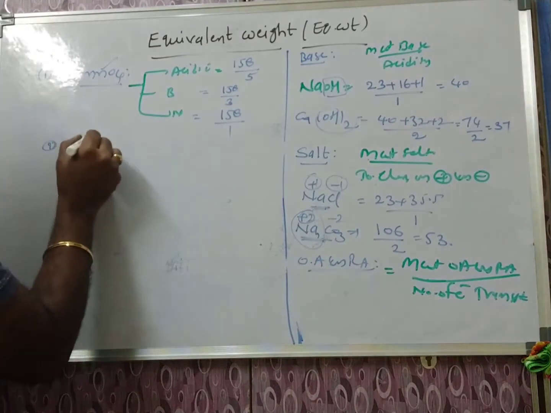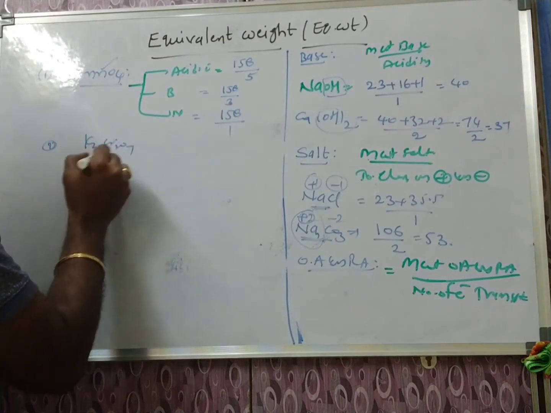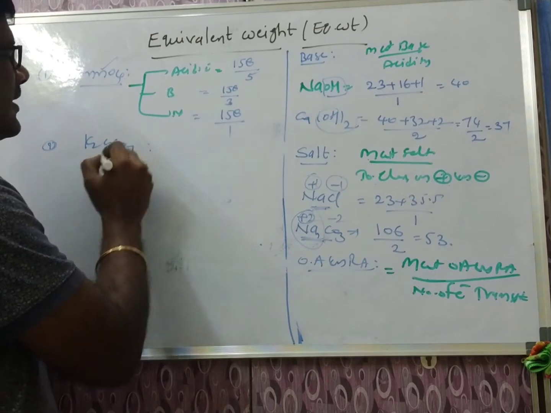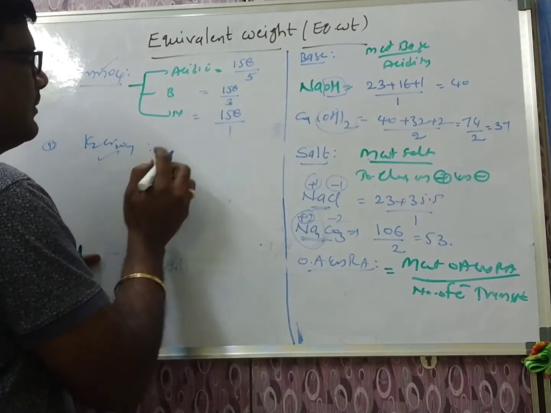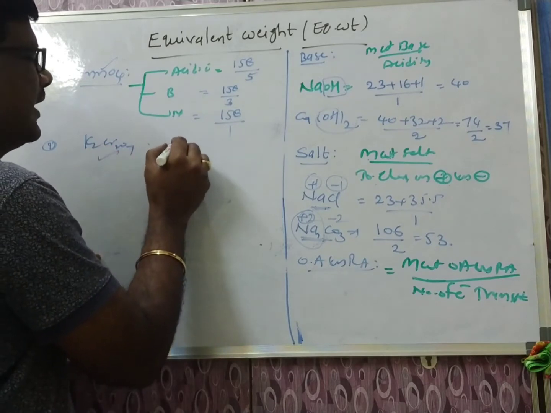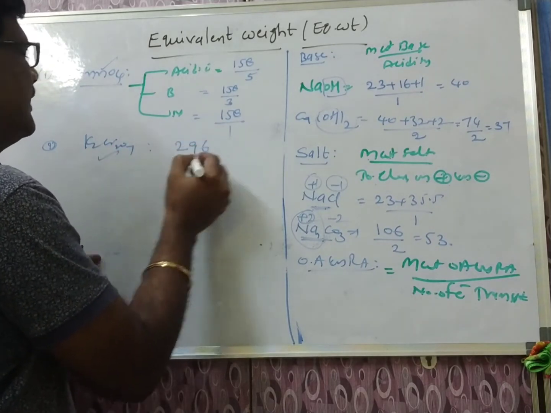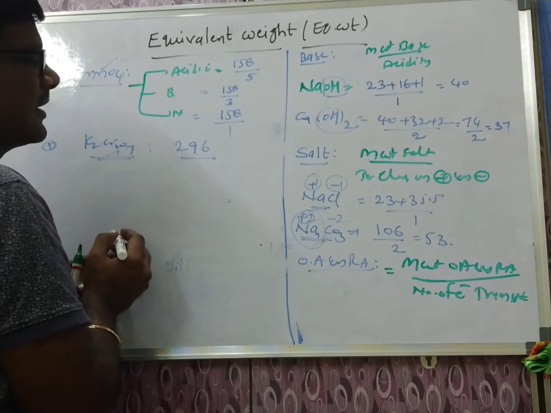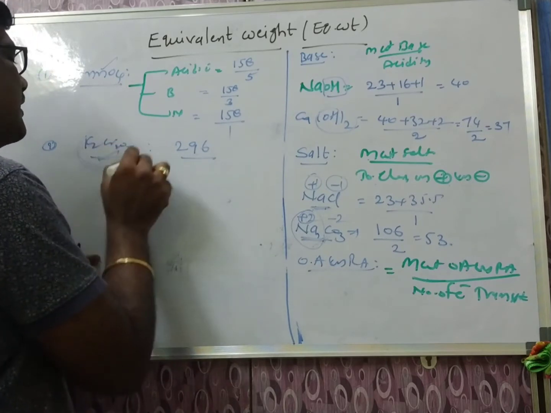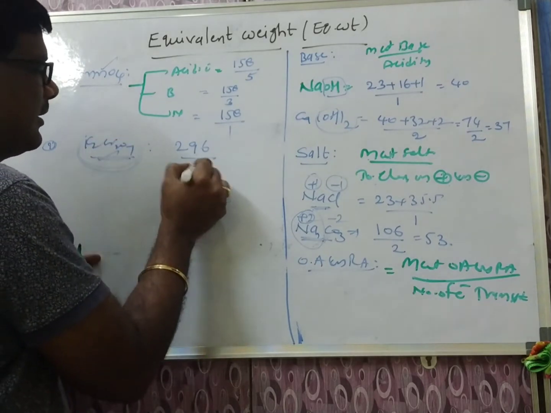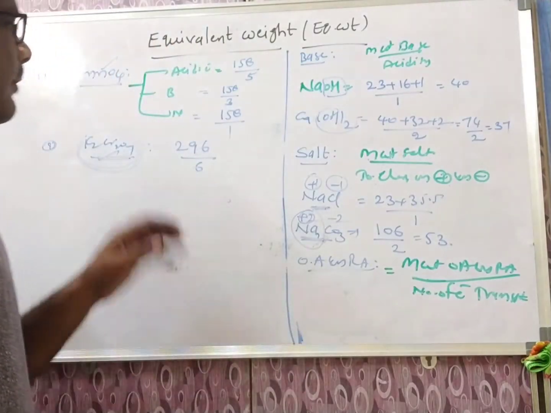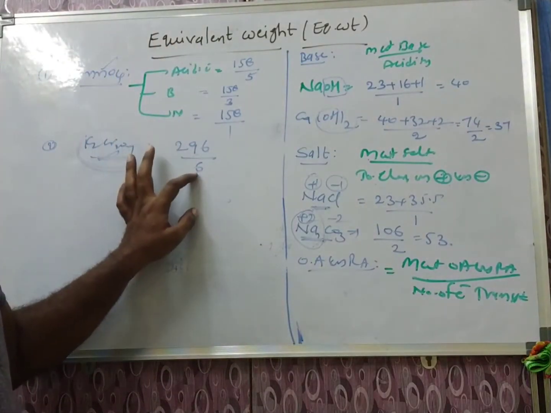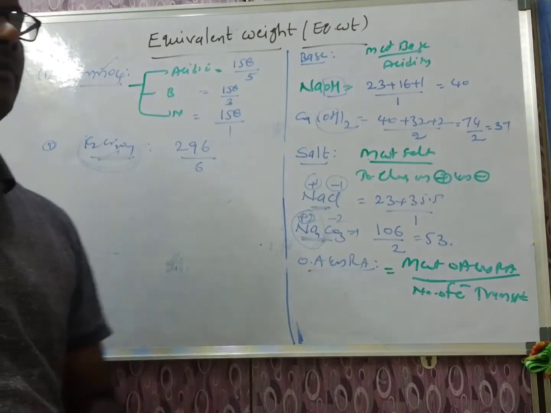Second best example, K2Cr2O7. It is a good oxidizing agent. What is the principle? Molecular weight of potassium dichromate, 296, divided by the number of electrons transferred. Whatever reaction of potassium dichromate you take, the number of electrons transferred is 6. That's why molecular weight of potassium dichromate by number of electrons transferred, which is 6.